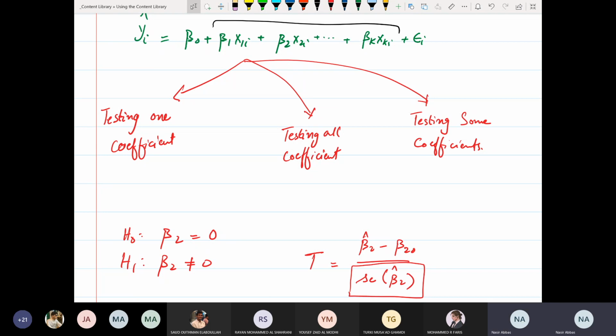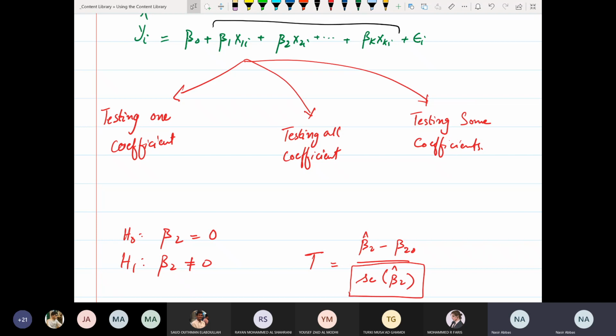Tomorrow we will discuss how we check the significance of all the regressors, that means the significance of the whole model at a time. We will check that beta 1, beta 2, beta 3, beta 4, beta 5, all of them are 0, not one by one, all at a time. And then finally we will discuss how we test some coefficients. That means maybe I'm interested in testing beta 1, 7 and 9. I want to test these 3 variables. So we will cover this second part in the next class.